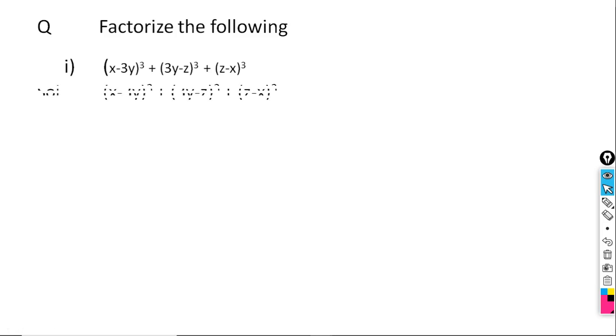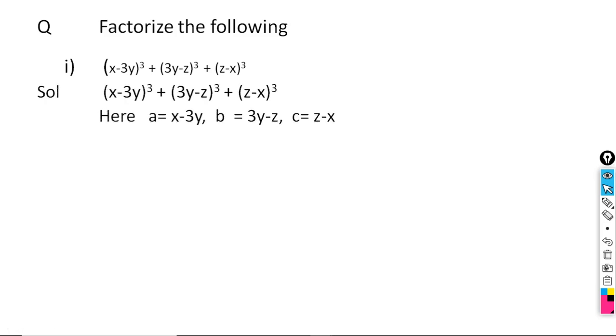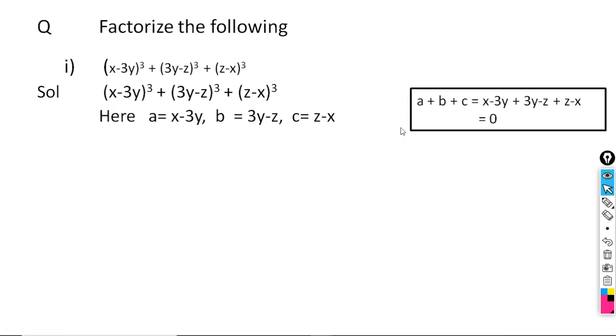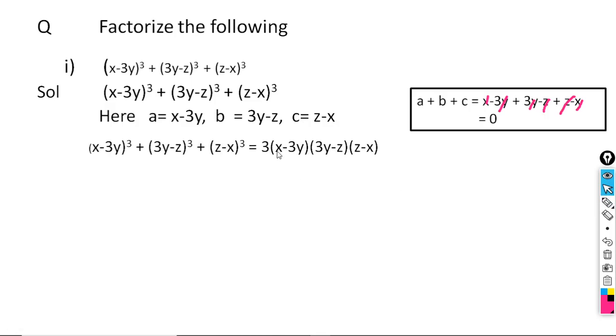Now here we first identify a, b, c. The value of a is x minus 3y, b is 3y minus z, and c is z minus x. Let us check the condition a plus b plus c: x minus 3y plus 3y minus z plus z minus x. If you observe here, x cancels, y cancels, and z cancels, all the terms are cancelled, and we get the sum a plus b plus c equals 0. And the required factor will be 3 times abc.